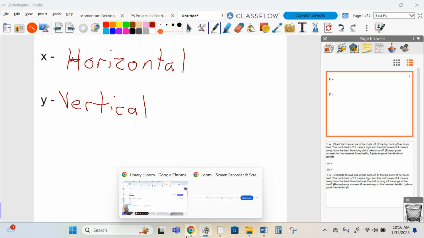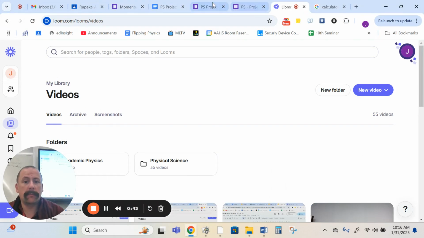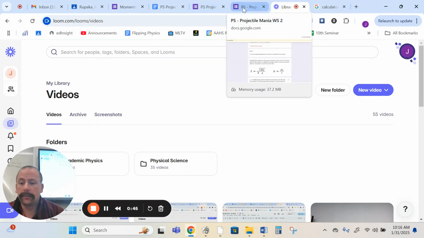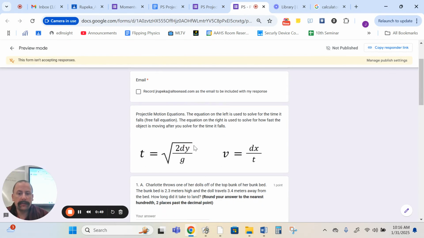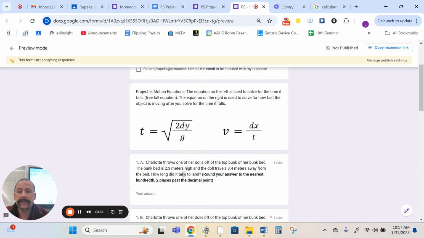So we're going to go over number 1 today on worksheet number 2. I have the 2 equations that you guys will need to use right up here at the top of the form. And there will be a video that appears in the form. It's just that I'm recording this and it's not ready yet. The equation on the left, this is what we use first to solve for the time.